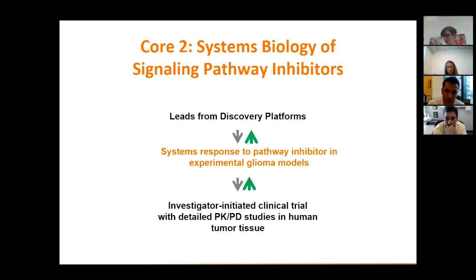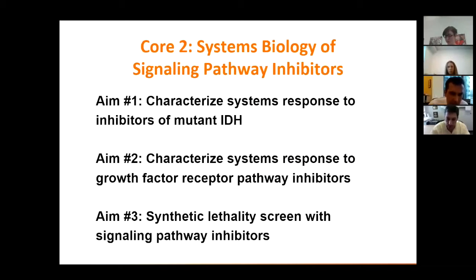approach. And so we'll take the leads from the discovery platform, such as you just heard about with regards to EGF receptor variant 3, and then link it to our platform-based measurements of drug response, and then generate hypotheses that can be leveraged in the other cores for clinical development. And I'm going to show you some examples now.